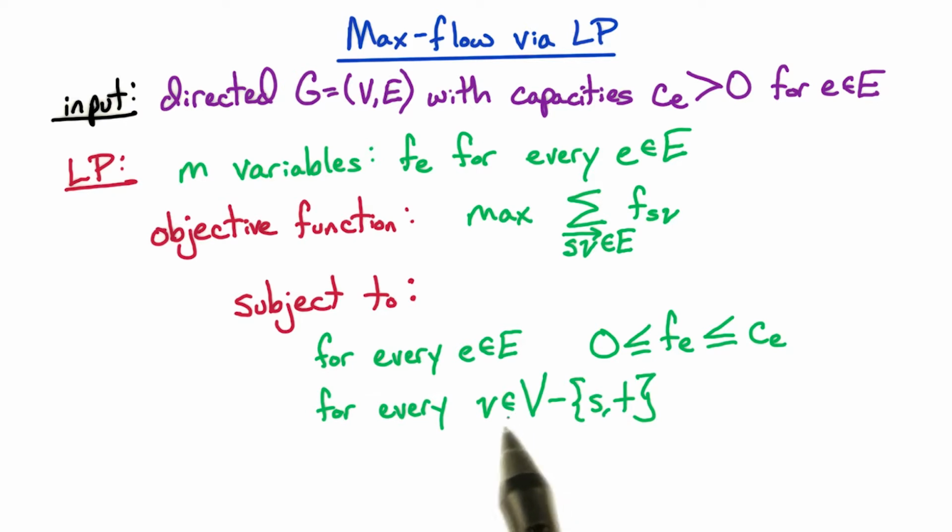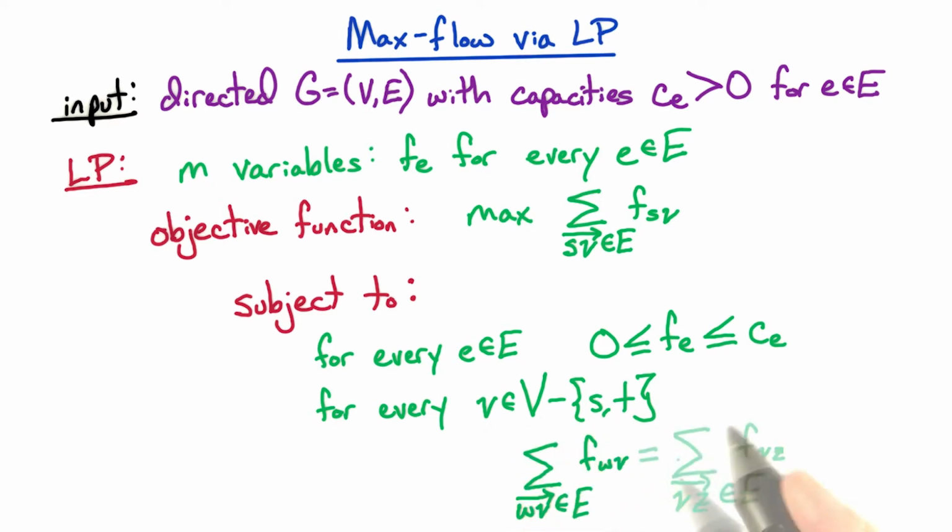We also have a constraint for every internal vertex. So for every vertex except for S and T, we need that the flow into vertex V must equal the flow out of vertex V. So the flow is conserved. So if we look at the total flow into V, that needs to match the total flow out of V.